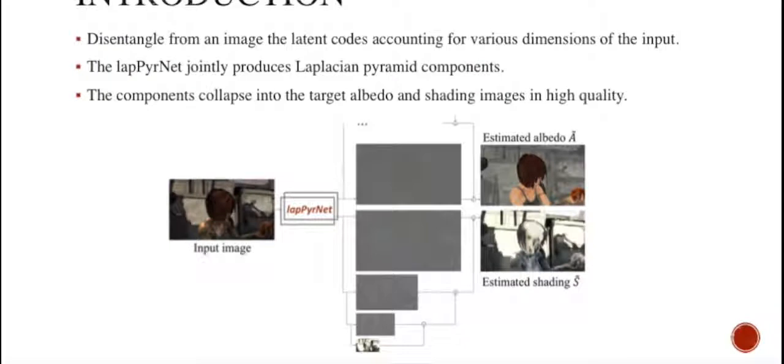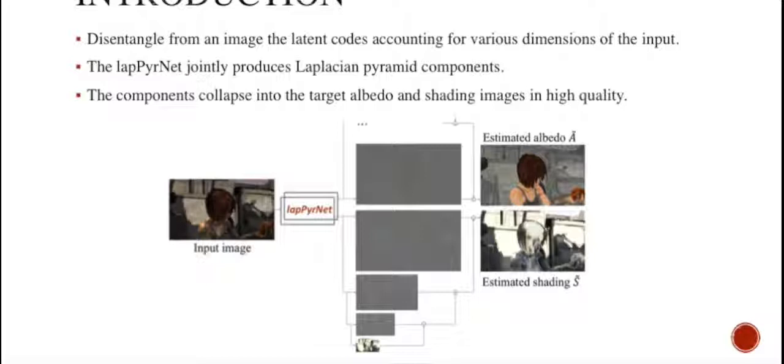There has been an emerging trend in representation learning. That's to say, it learns to disentangle from an image the latent code accounting for various dimensions of the input, for example, illumination, pose, or attributes. The contribution of this work is in developing a scale-space decomposition network for intrinsic image generation.